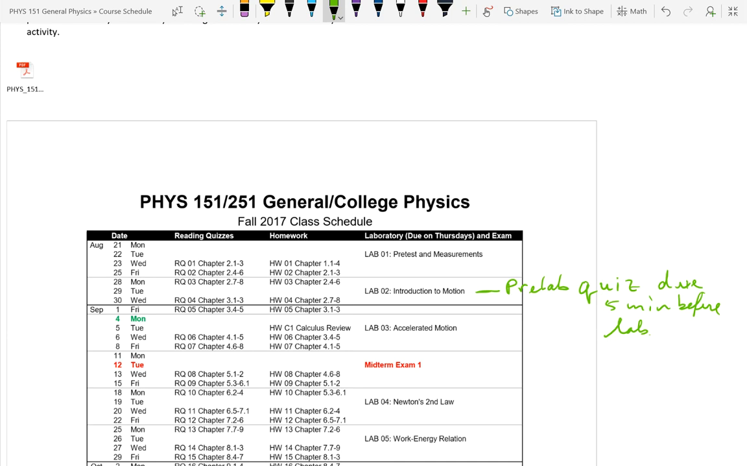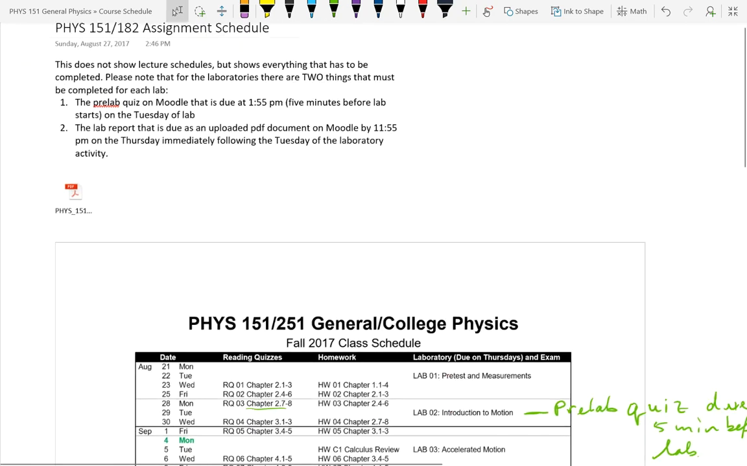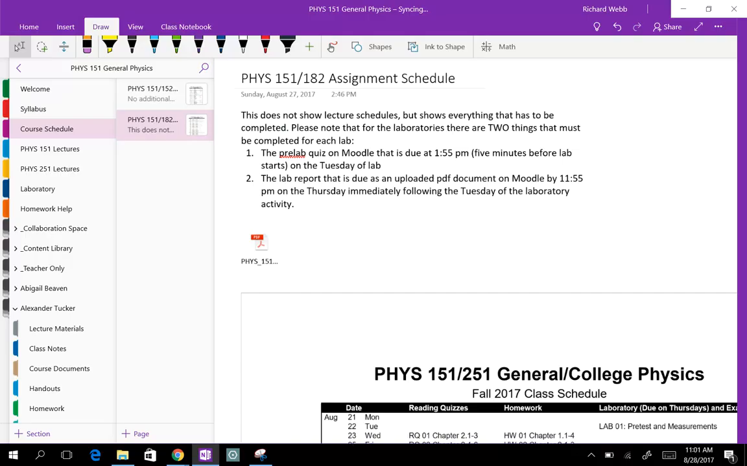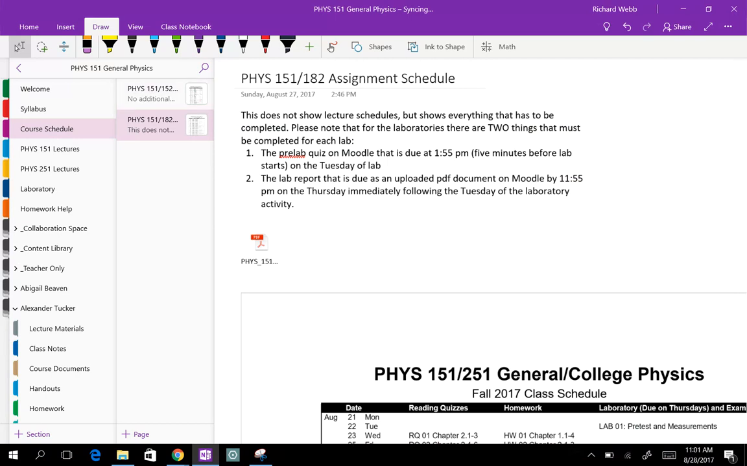the actual lab report. So today being Monday, you have the reading quiz that was due before class. You'll have the homework due 11:55 tonight, and you can follow this just on the assignments that are due throughout the semester. So that's in the schedule. There's just now two things in the schedule. There's the normal course schedule and then just the assignment schedule.